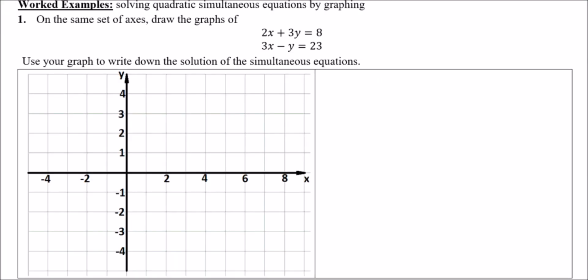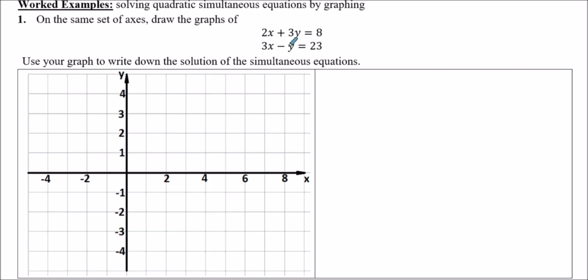Next up, I'm just going to jump straight into this idea of graphing simultaneous equations and where the intersections come. That relates to the algebraic solutions. So we've got two different equations here to solve simultaneously. 2x plus 3y equals 8 and 3x minus y equals 23. And so what we can do here is graph both of these. Okay? And where they intersect, that's going to be the solution to these equations.